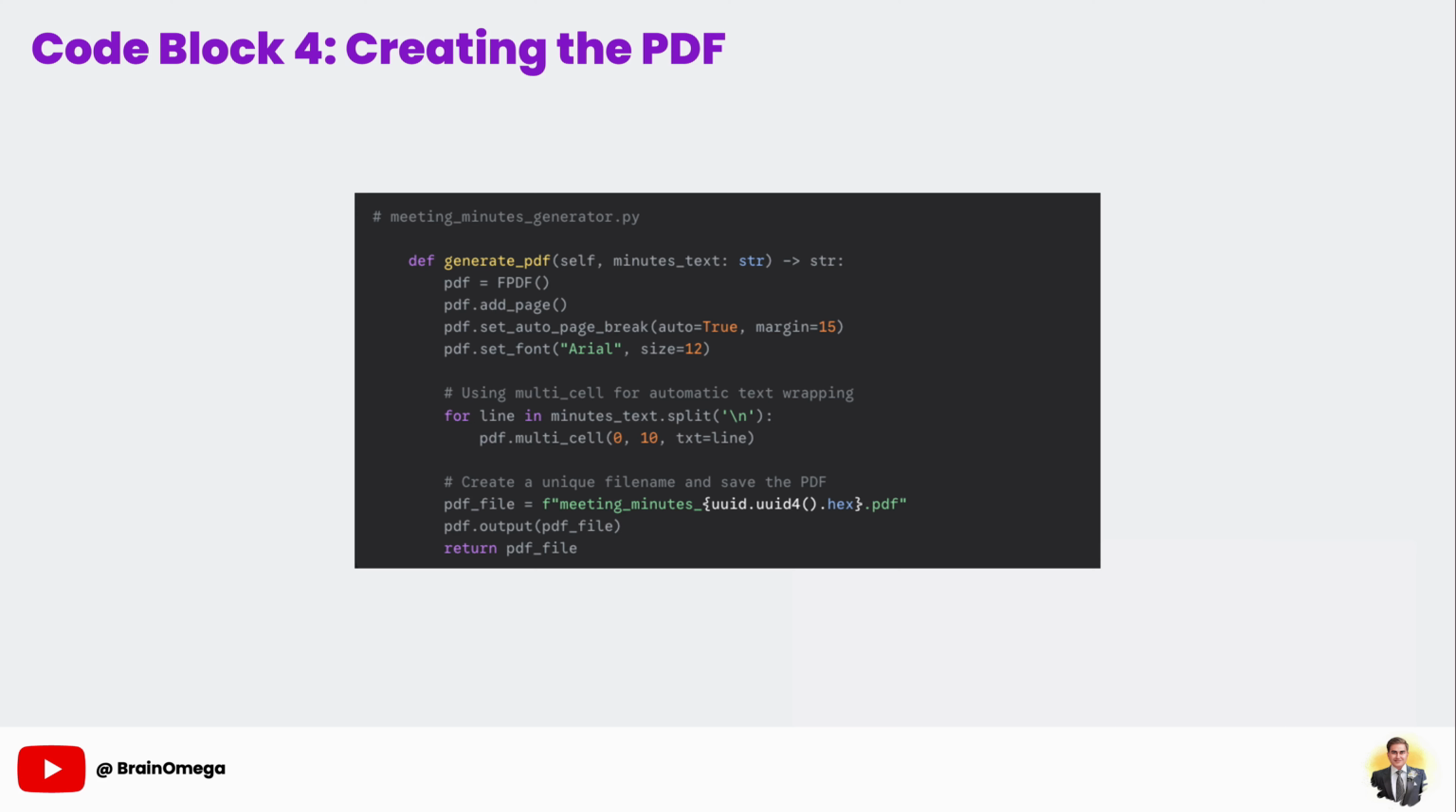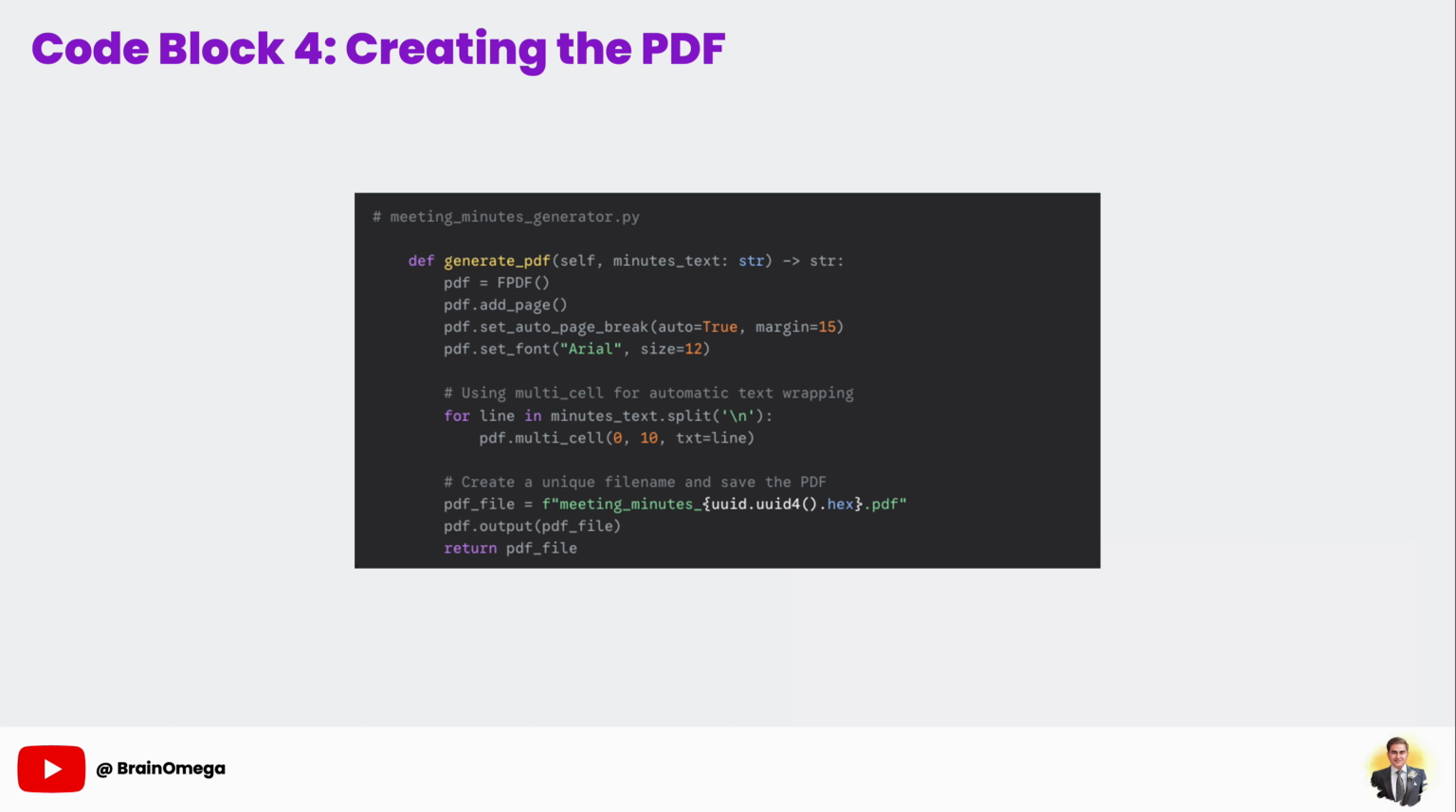Once we have our beautifully formatted Markdown text, we need a way to present it professionally. That's where the generate PDF method comes in. This function uses the FPDF library, a simple and effective tool for creating PDFs in Python. We initialize a new PDF object, add a page, and set a standard font like Arial. The key component here is the multi-cell function. We loop through each line of our generated minutes and add it to the PDF using multi-cell.